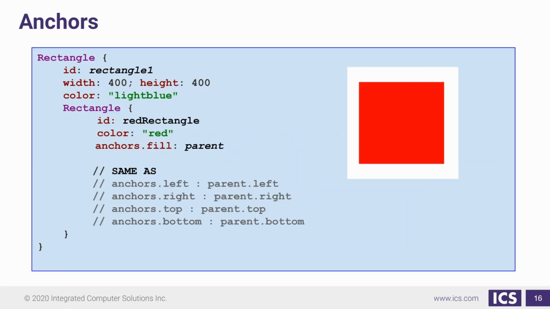Here is an example using the anchors.fill. Similar to the previous example, we are using parent instead of the ID of the actual rectangle. Now, the fill anchor is applied to the red rectangle, and the anchored item assigned is the parent, which means that our red rectangle is going to fill our parent item. Now, as shown here, this is the same as setting our left, right, top, and bottom anchors of our rectangle to those of the parent.